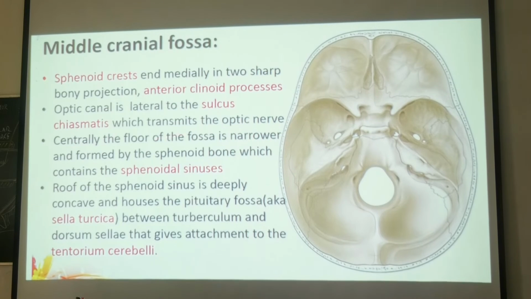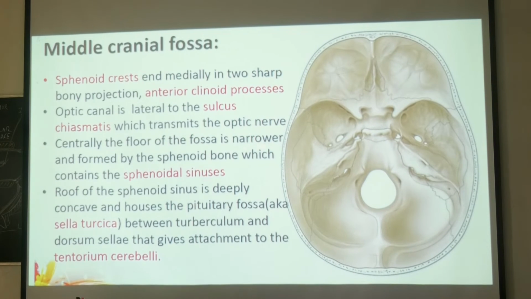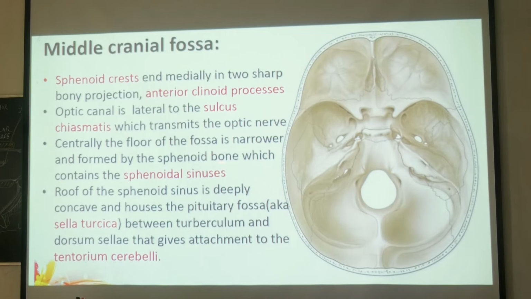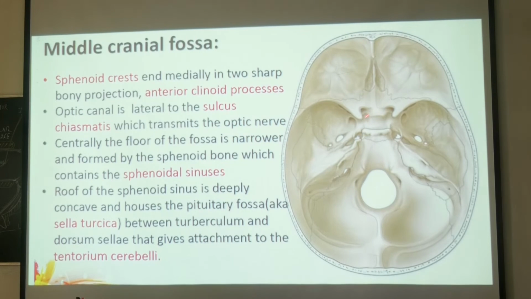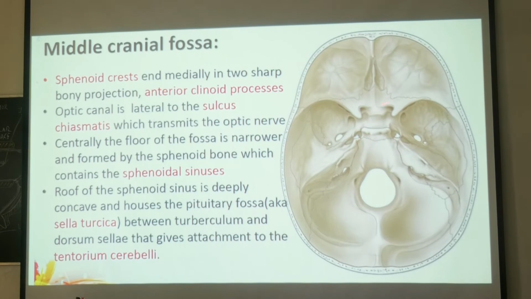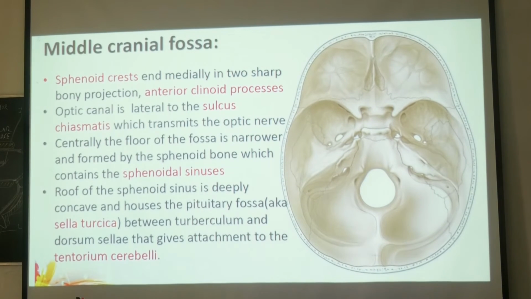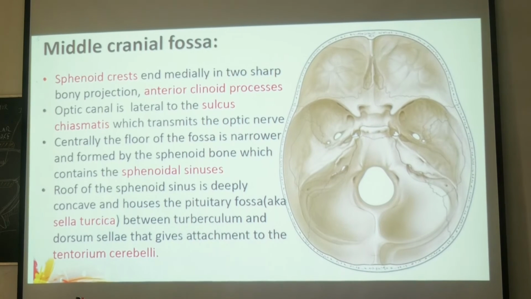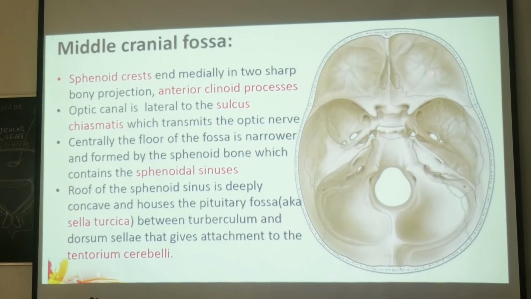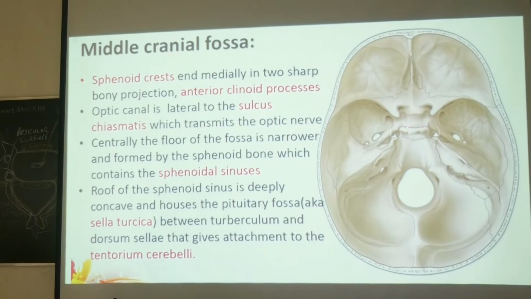Centrally, the floor of the fossa is narrower, formed by the sphenoid bone, which contains the sphenoidal sinuses. So this part is the body of the sphenoid. Within the body of the sphenoid lies the sphenoid sinus, and the roof of the sphenoid sinus is deeply concave. Here lies a depressed fossa. That's why the roof of the sphenoid sinus is concave. Deeply concave, and it houses the pituitary gland. That's why it is named the pituitary fossa or sella turcica.